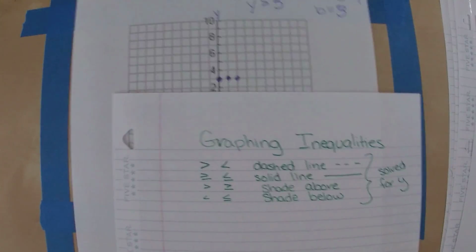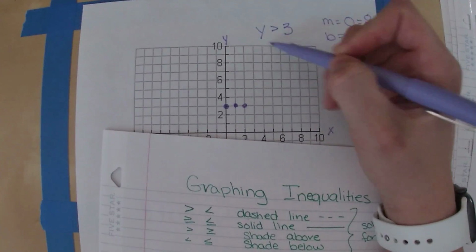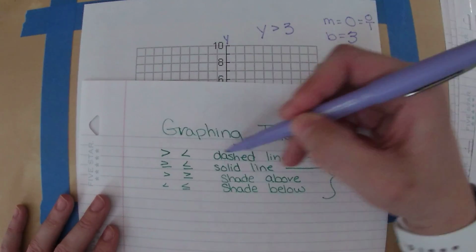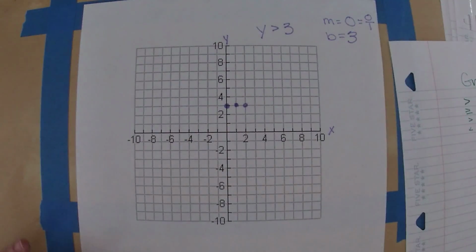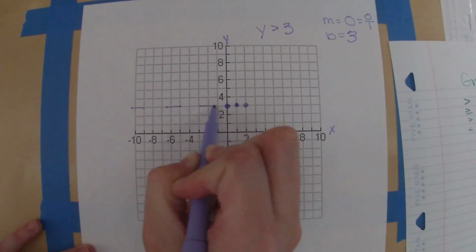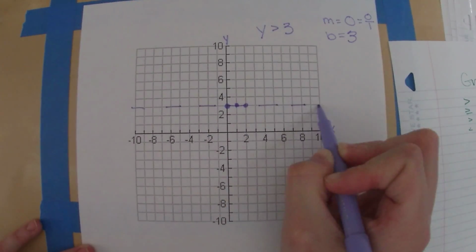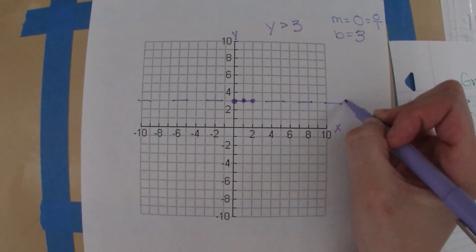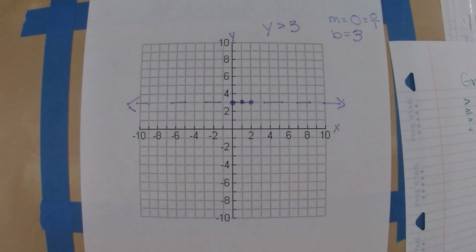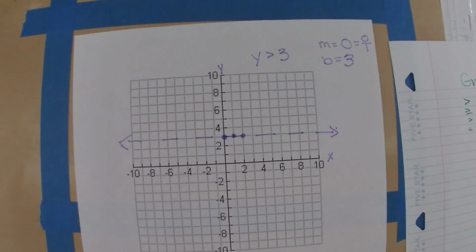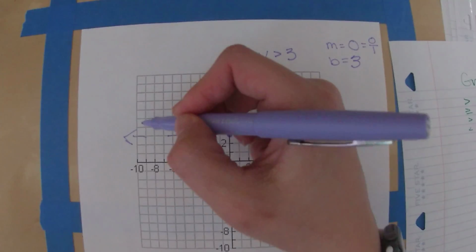If I check my little list that I made, right, my greater than symbol tells me that I want a dashed line. So I'm going to make this a dashed line. This line does continue. Okay, and this symbol also tells me that I want to shade above.